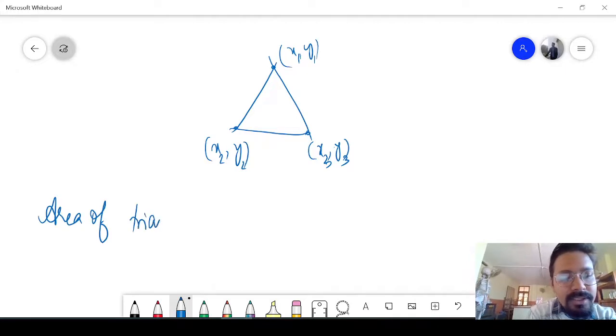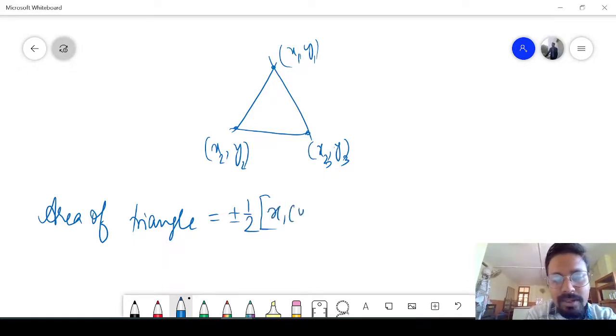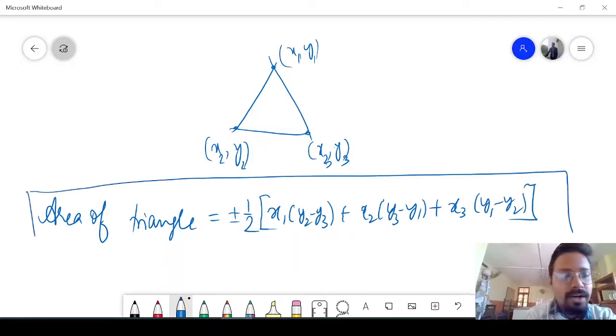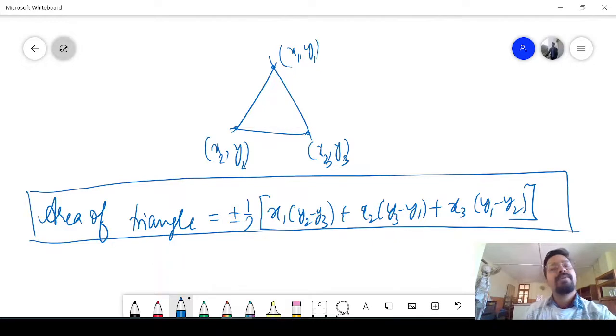we have a formula that is plus minus half into x1 into y2 minus y3 plus x2 into y3 minus y1 plus x3 into y1 minus y2, and this is the formula of area of a triangle in the Cartesian coordinate plane. So for this, what do we need to know? We need to know the coordinates of the three vertices. If these three vertices are given, you can apply this formula and you can find the value.